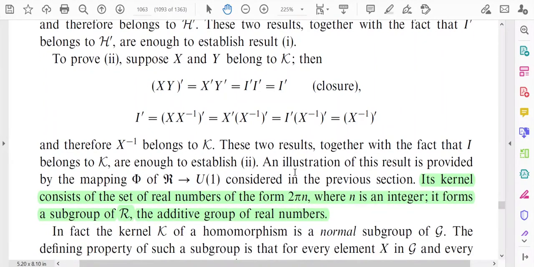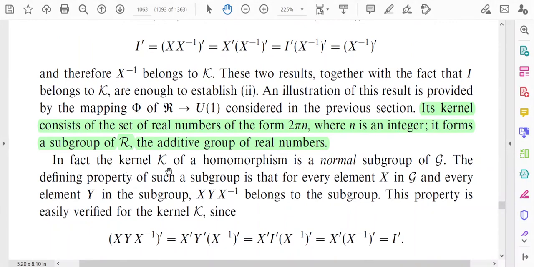And an illustration of this result is provided by the mapping phi of R into U1 that we have just discussed in the previous lecture. And there we have said that the kernel consists of the set of real numbers of the form 2 pi n, where n is an integer, and this set of real numbers of the form 2 pi n forms a subgroup of capital R, where capital R is the additive group of the real numbers. So the set of elements in the kernel, 2 pi n, will also form a subgroup.